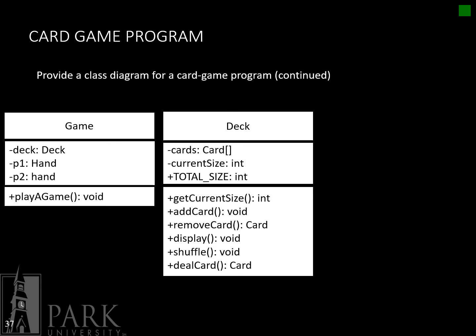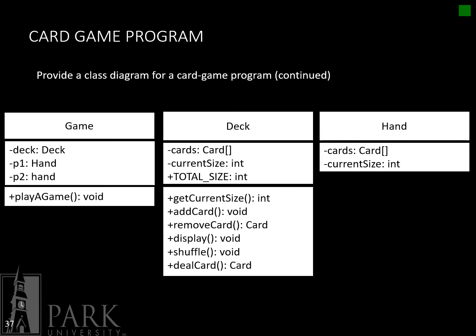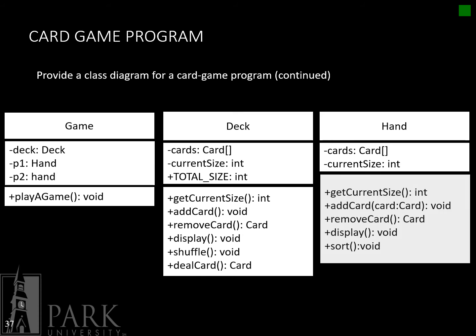We also need a class to handle our hands. So let's add that now. Again, we're going to start with our variables. We need an array to keep track of the cards in our hand, as well as a variable to keep track of the number of cards in our hand. And as for our methods, we need to be able to do the following. We've got to be able to get the size, add the cards, remove the cards, display the cards, and sort the cards.